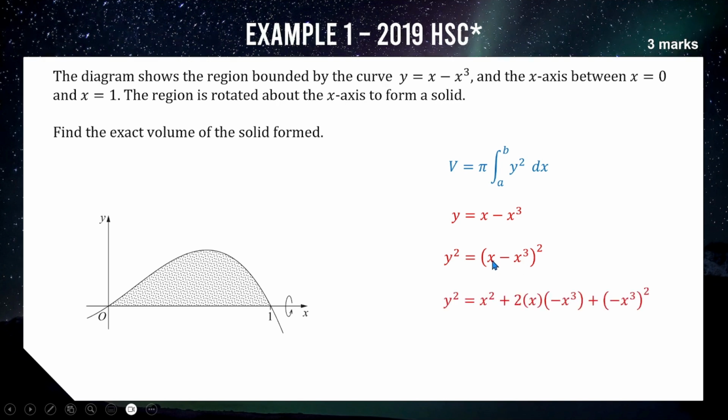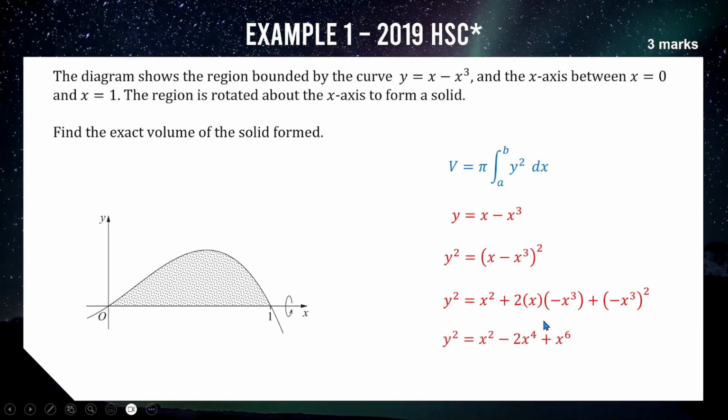So we're going to do the first term squared, which is x squared. Then for the middle term, we're going to times the two terms together and double it. So we have 2 lots of x times negative x cubed. Then on the end, we are squaring the second term. So we are squaring negative x to the power of 3.